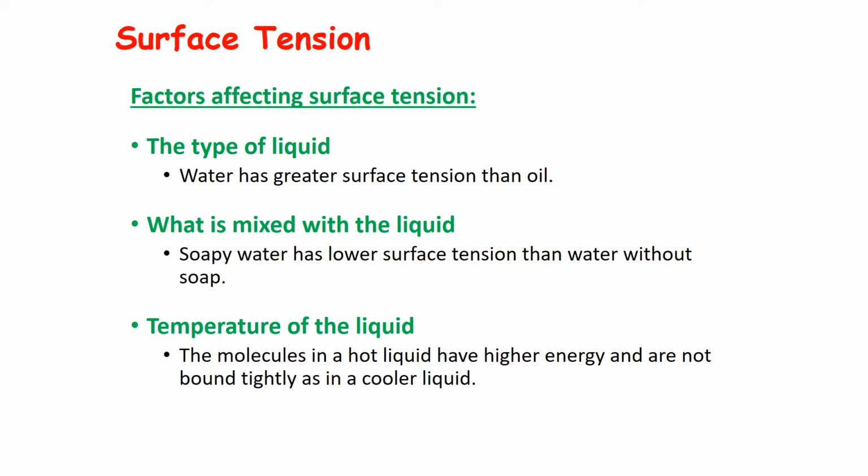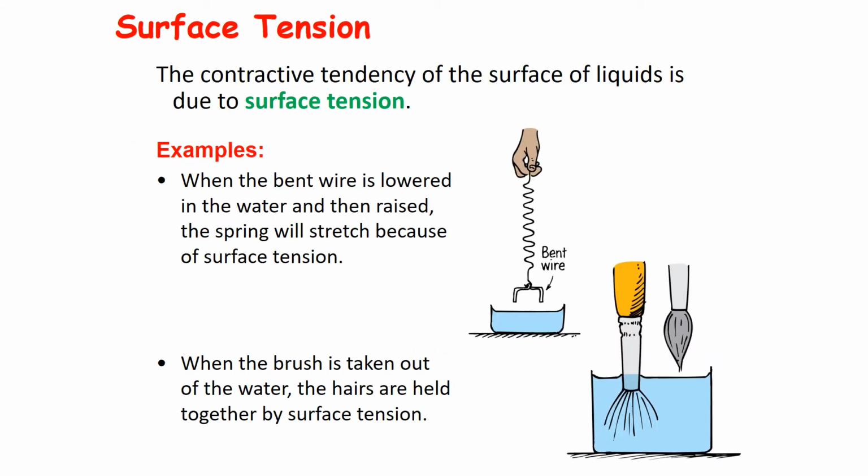Temperature of the liquid. The molecules in a hot liquid will have higher energy and are not bound as tightly as in a cooler liquid. These are all factors affecting the surface tension. Let us have an example. The contractive tendency of the surface of the liquid is mainly due to the surface tension.